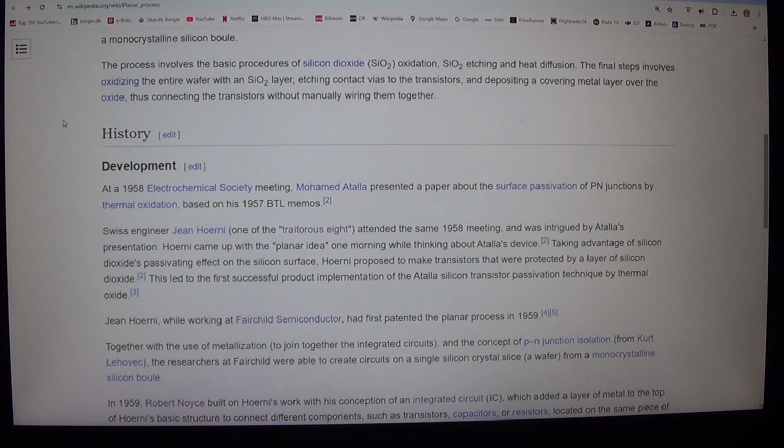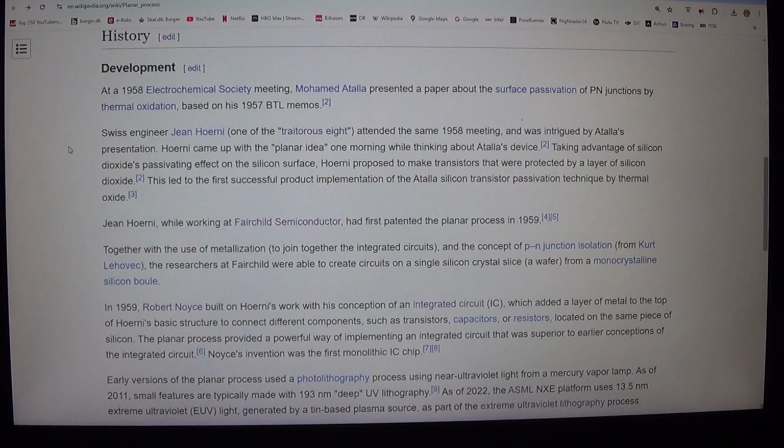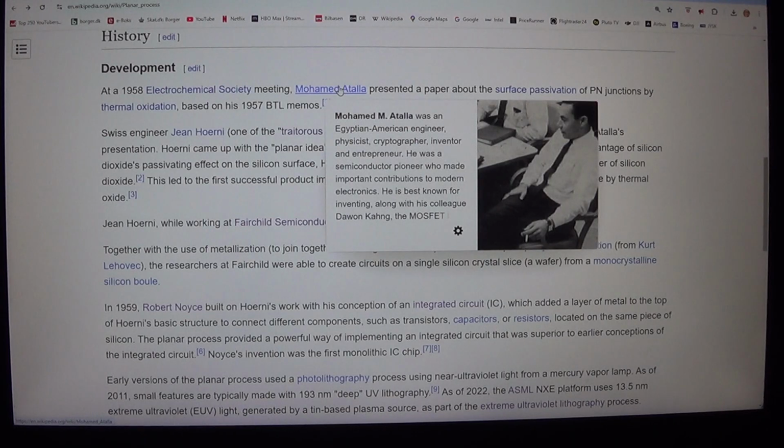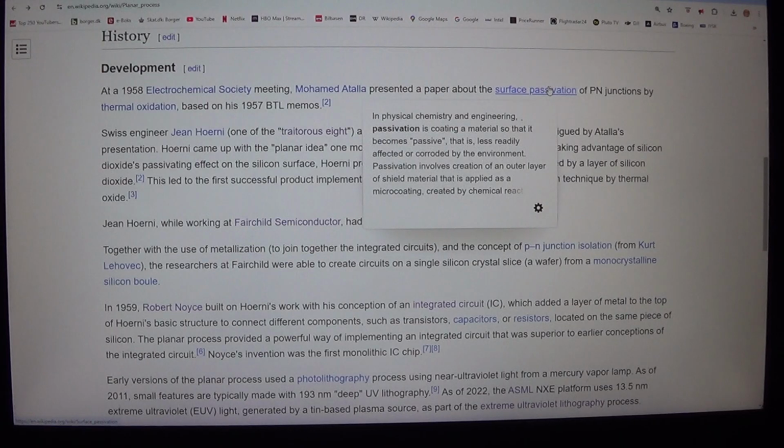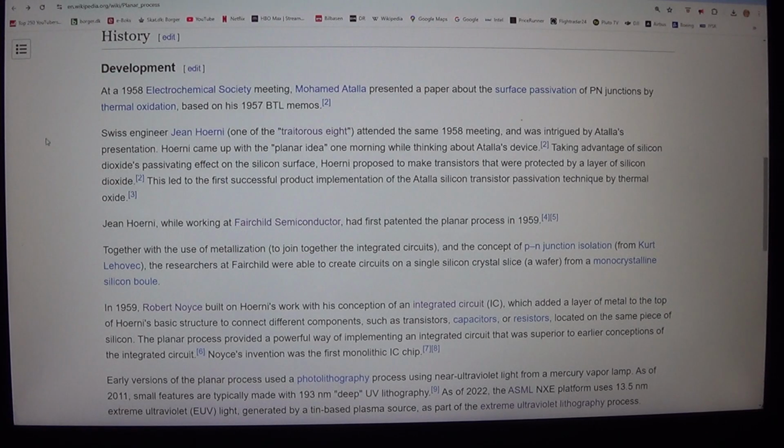History. Development. At a 1958 Electrochemical Society meeting, Mohammed Atalla presented a paper about the surface passivation of p-n junctions by thermal oxidation, based on his 1957 BTL memos. Swiss engineer Jean Hoerni, one of the traitorous eight, attended the same 1958 meeting, and was intrigued by Atalla's presentation. Hoerni came up with the planar idea one morning while thinking about Atalla's device.